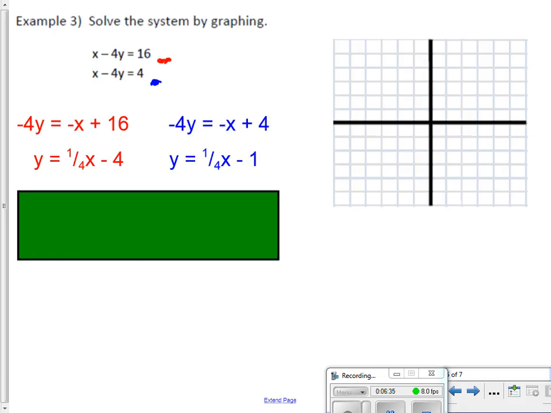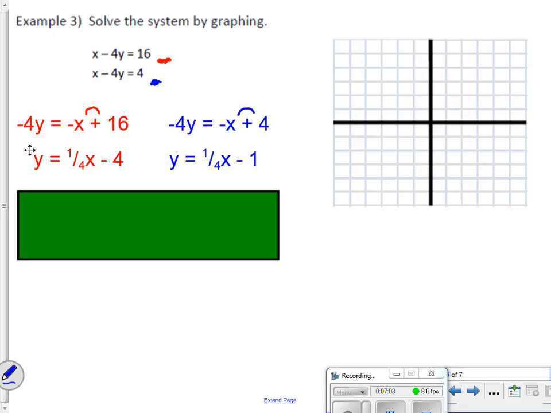When you divide by -4, for our red one, that'll be y equals 1/4 x minus 4. Again, we divided by a negative, so this positive value had to become negative. For our blue line, that becomes y equals 1/4 x minus 1. Again, we divided by a negative, so this one has to become negative. Our first term has to become positive.